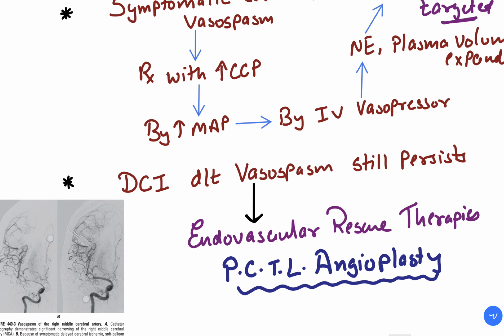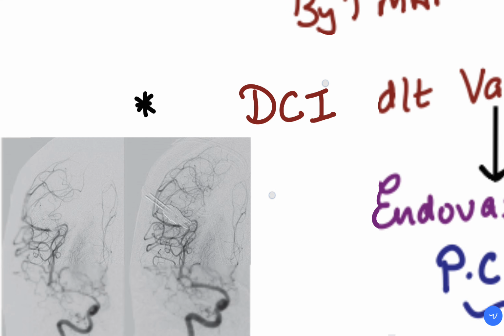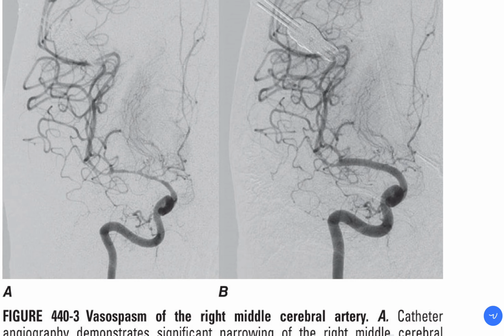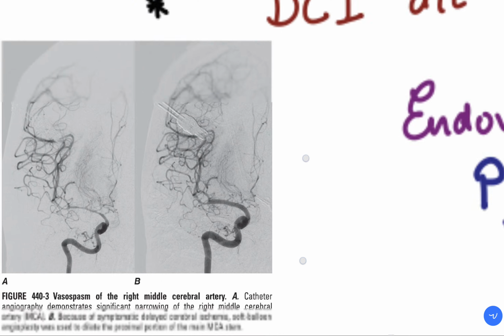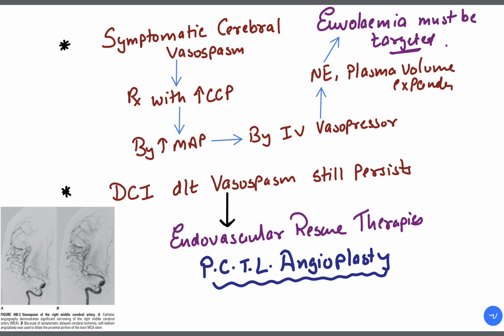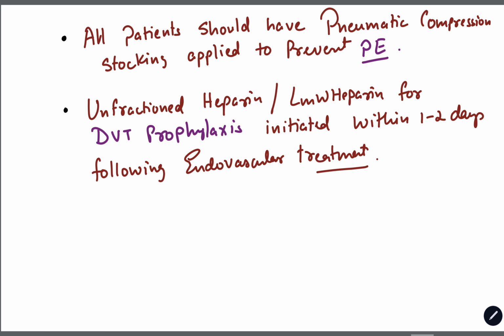Here in the image, on the left-hand side, the internal carotid artery giving off the middle cerebral artery is showing a diffuse spasm. Then on the right-sided image, with the help of this angioplasty technique, the middle cerebral artery is opened up and the symptoms are relieved. So this is the other mechanism.